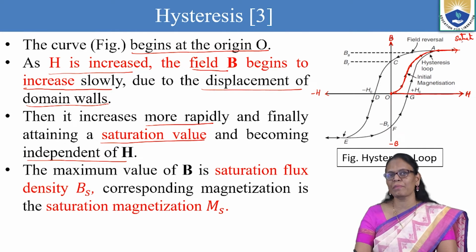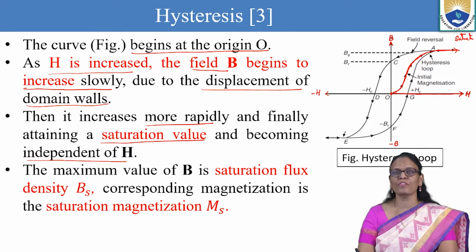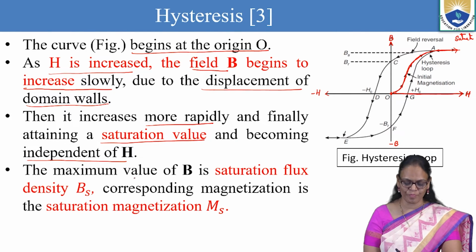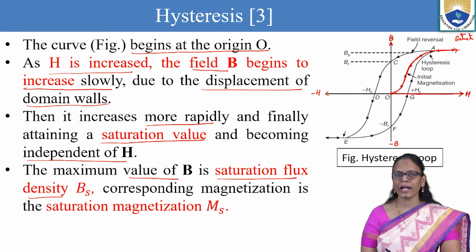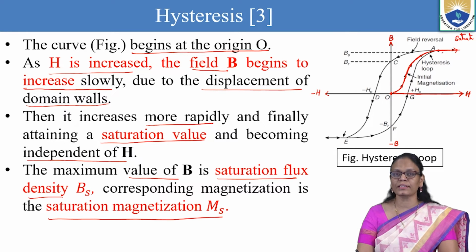So what we understand by saturation here is that it becomes a constant. Even if you vary the value of H, there will be no further increase in B. That is why we say it is independent of H. This value of B is maximum and is the saturation flux density, and that corresponds to saturation magnetization, MS. When the magnetization reaches the saturation point, we call it MS.